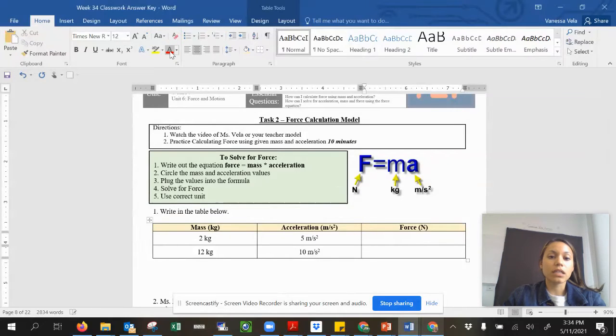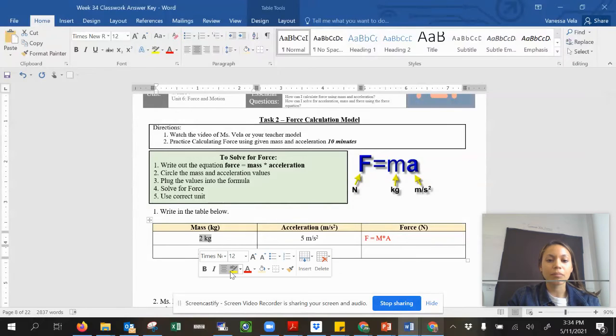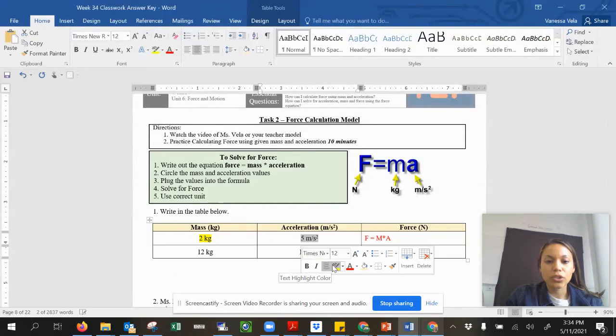Okay, so here we are given acceleration and mass. First thing that we do is write out the equation, which is force, you can just put F if you'd like to, equals mass times acceleration. You can do it just like that. And then what you do is circle the mass and acceleration. I'm going to highlight instead of circle here, so if you're online, you can do the same. If you're in person, you could do either. So there's the mass, there's the acceleration, it's given to you.